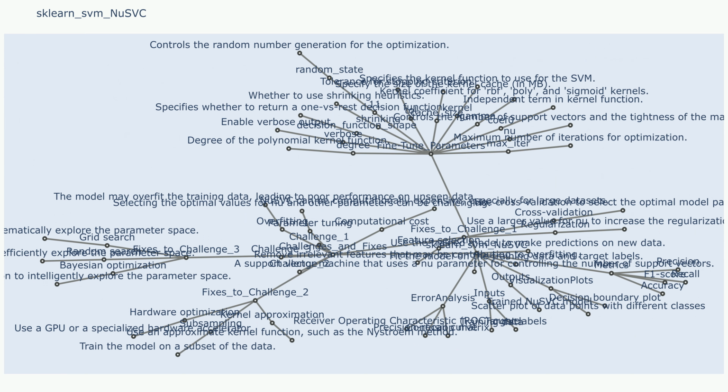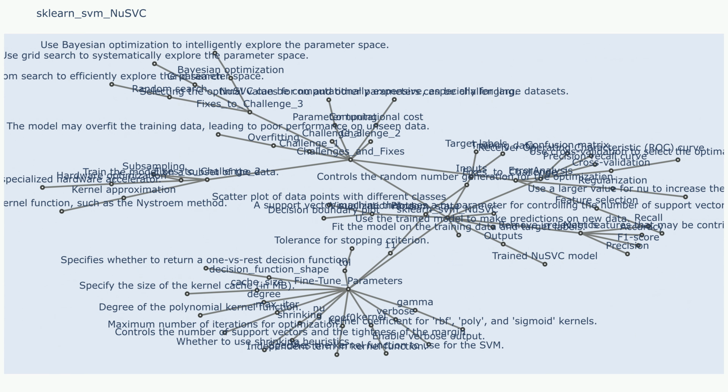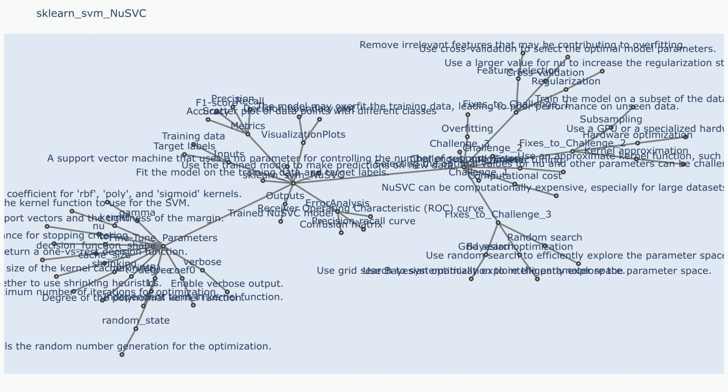Challenges and fixes. Challenge 1: overfitting. If the model is too complex, it may overfit the training data, leading to poor performance on unseen data. Sample use case that resulted in challenge 1: a NuSVC model with a high degree polynomial kernel and a low nu value may overfit the training data. Fixes to challenge 1: reduce the complexity of the model by using a simpler kernel function or a higher value of nu. Use regularization techniques, such as L1 or L2 regularization, to prevent overfitting.